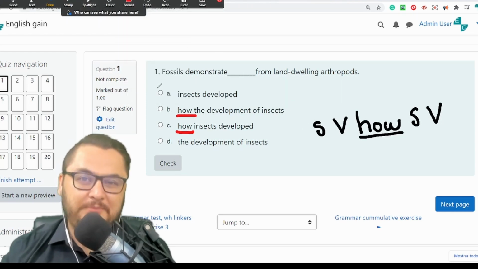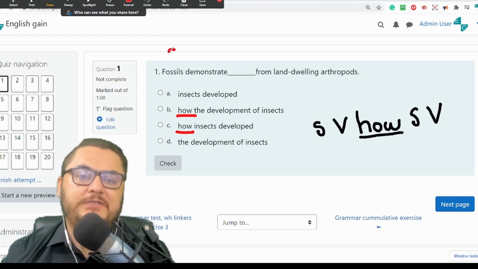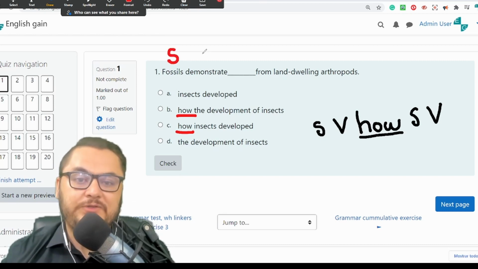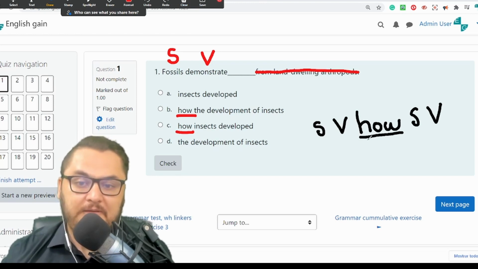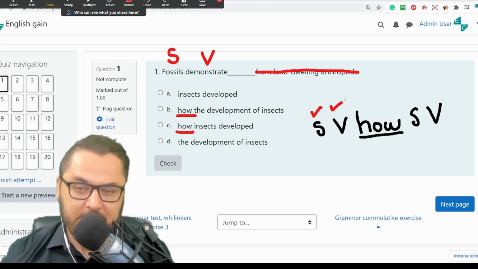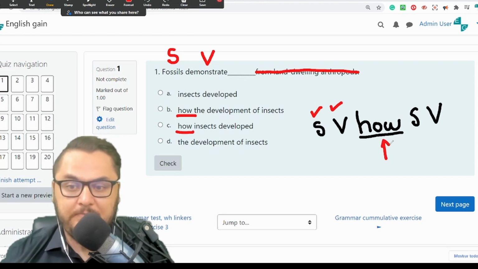So let's have an example here. This is going to be our subject. This is going to be our verb. And here I have prepositions. So I'm going to delete them, something you have learned, right, from previous lessons. Now, after I find them, I know that I have subject and verb. The connector, which is going to be how here.